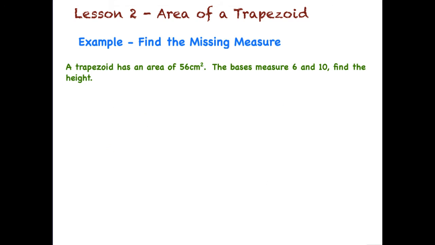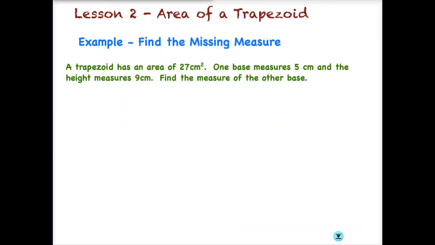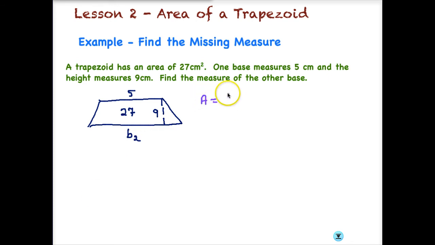Let's try one more example. Here we have another trapezoid. So let's go ahead and draw our trapezoid. And in this trapezoid, we are given the area of 27. We know that one base measures 5, and the height, this distance, measures 9. We need to find the measure of the other base. We'll call this B2. All right, so again, I'm going to write out my formula so I have it close. Base 1 plus base 2 multiplied by height divided by 2.